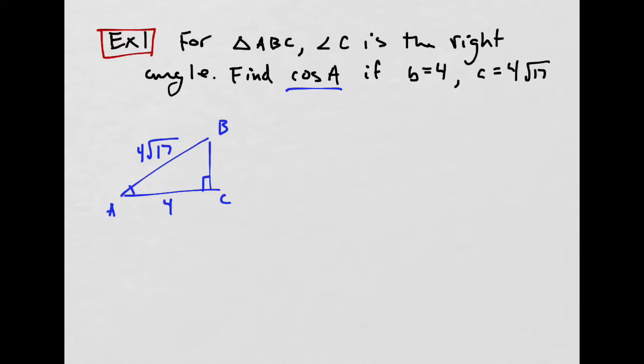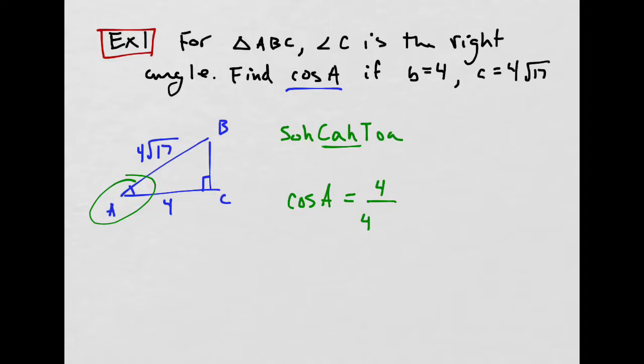Well, cosine of A, if you remember SOHCAHTOA, that would be the CAH part for cosine. That would be adjacent over hypotenuse. So if we're focusing on angle A, the adjacent side would be 4. So cosine of A would be the adjacent, 4, over the hypotenuse, 4 square root of 17. Those would cancel out, so you'd have cosine of A equals 1 over the square root of 17.